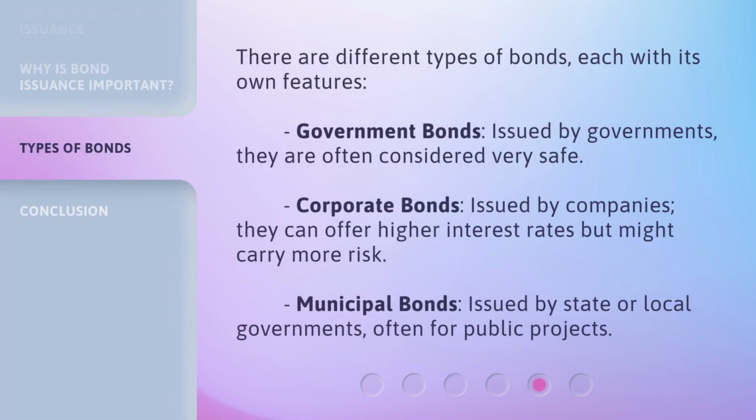There are different types of bonds, each with its own features. Government bonds, issued by governments, are often considered very safe. Corporate bonds, issued by companies, can offer higher interest rates but might carry more risk. Municipal bonds, issued by state or local governments, are often for public projects.